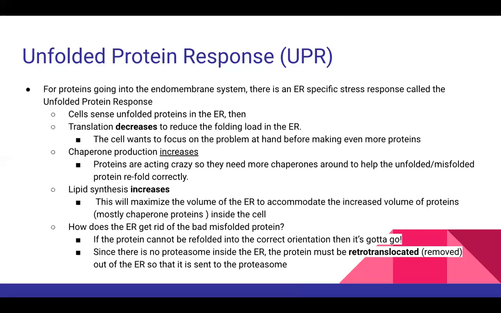And so for this part, how does the ER get rid of misfolded proteins? If the chaperone proteins are unable to refold the protein correctly, then it has to leave the ER. And since there are no proteasomes in the ER, the protein has to be retrotranslocated, which means that it has to be removed from the ER so that it can be sent to the proteasome. And that's pretty much it for the UPR.